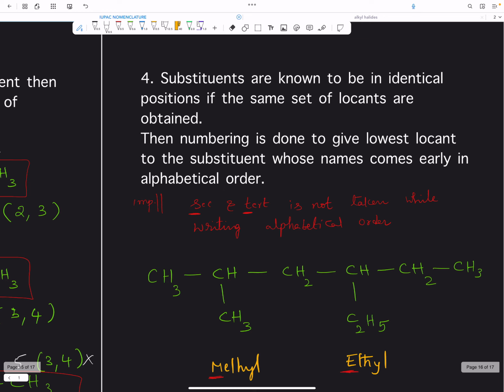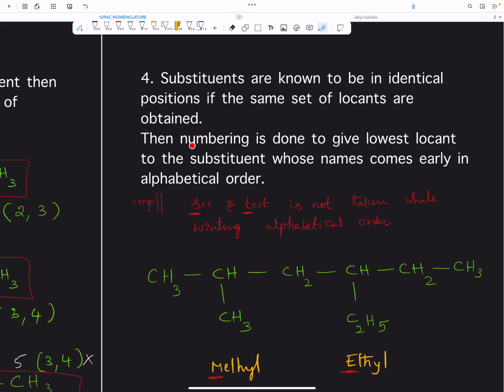Rule 4. Substituents are said to be in identical positions if the same set of locants is obtained. It means that when the set of locants is written in either direction, we get the same set of locants. As an example, 2, 3, 7 is one set in one direction. When numbering is done in the other direction, we get again 2, 3, 7. Then we say that the substituents have identical locants.